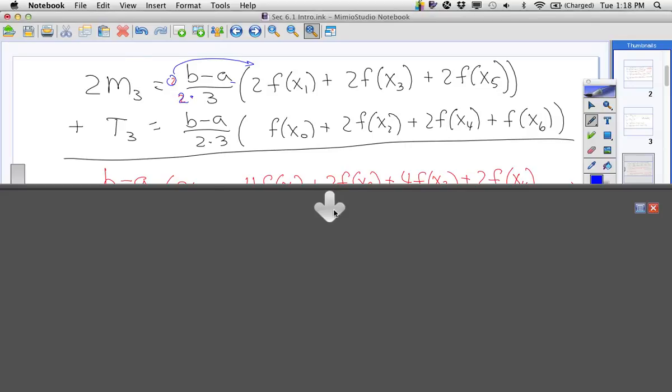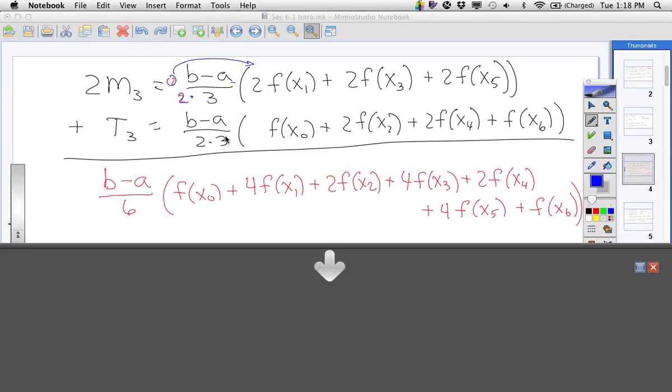Now when I add these together, so now I got B minus A over 6. See how that becomes a 6? Now remember, this is S6. So that's where this 6 comes from. That's why this 6 matches that 6. Remember, these were S3, M3s, and T3s. This is 6.